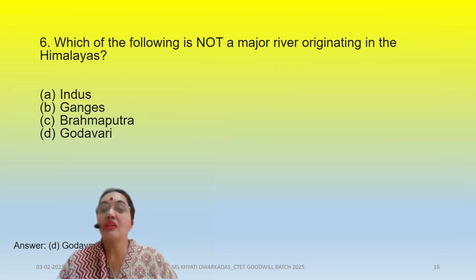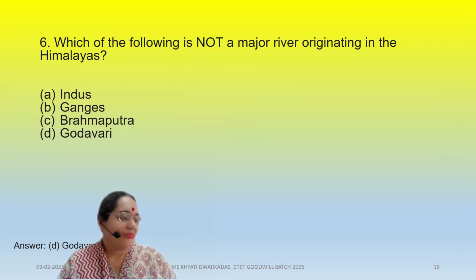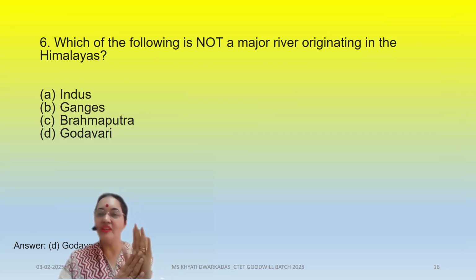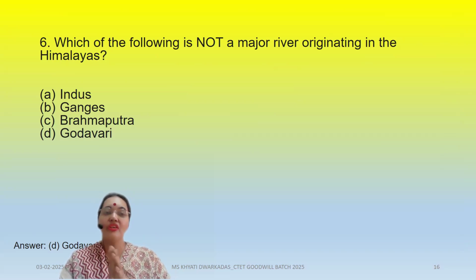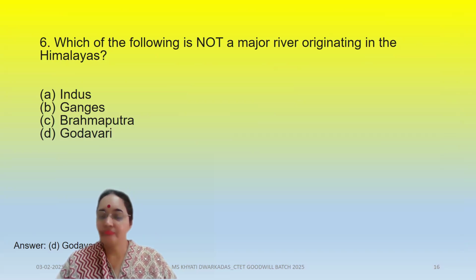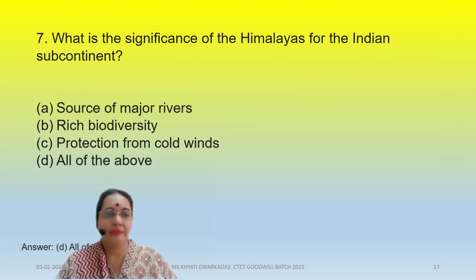Now, which of the following is not a major river originating in the Himalayas? Which of these is not a major river originating in the Himalayas? Very, very good. Congratulations. But I can only see 50% of the people being active in the chat. All 100% must be active. 50% people are active with the correct answer. Very good. The correct answer was Godavari.